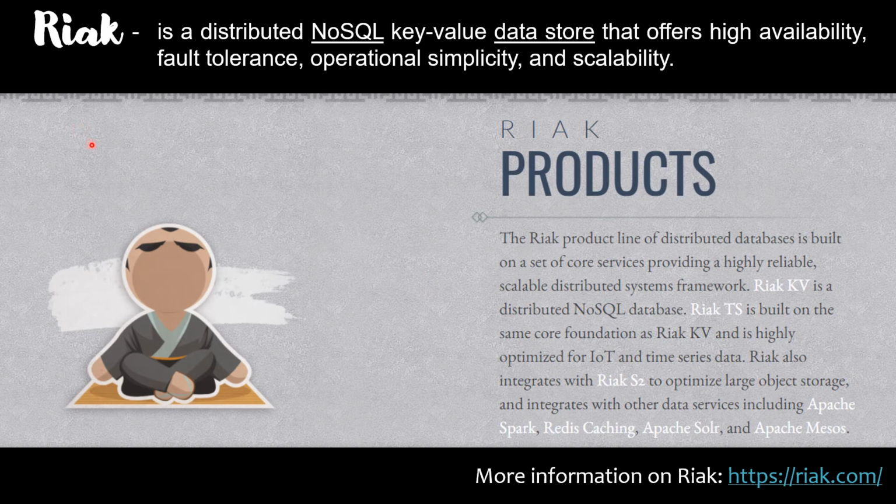I don't know how to pronounce this, Riak or Ria. It is a distributed NoSQL key value data store that offers high availability, fault tolerance, operational simplicity and scalability. This is one of the document-based products. More information you can check out on the website, and I think you can read all the details about these technologies on your own.